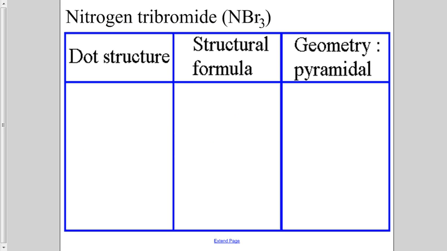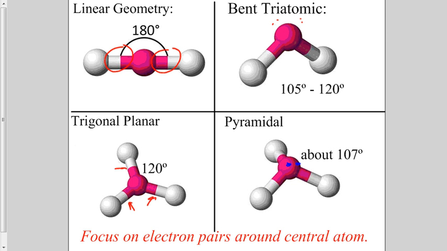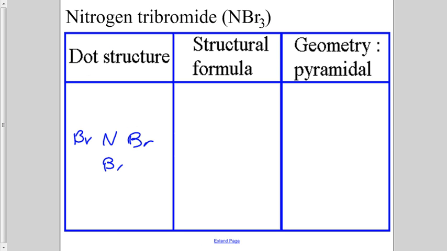Nitrogen tribromide. Here we have a nitrogen and 3 bromides. Note there are 4 atoms in this molecule, and the only geometries that have 4 atoms are the trigonal planar and the pyramidal. So this molecule must be either the trigonal planar or the pyramidal molecule. To figure it out, we have to draw the dot structure.